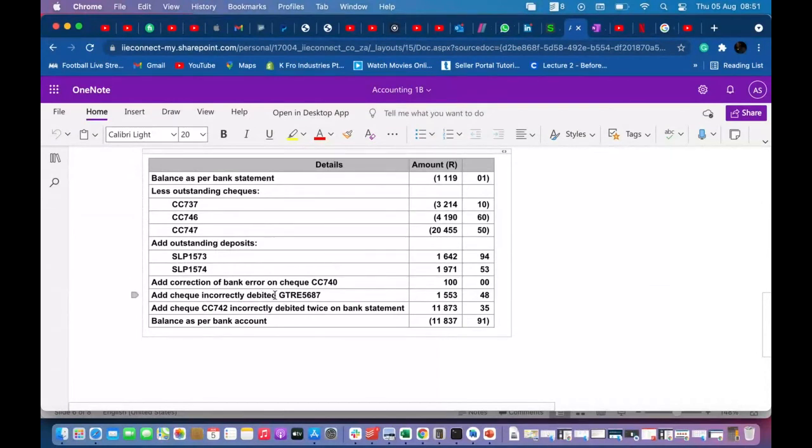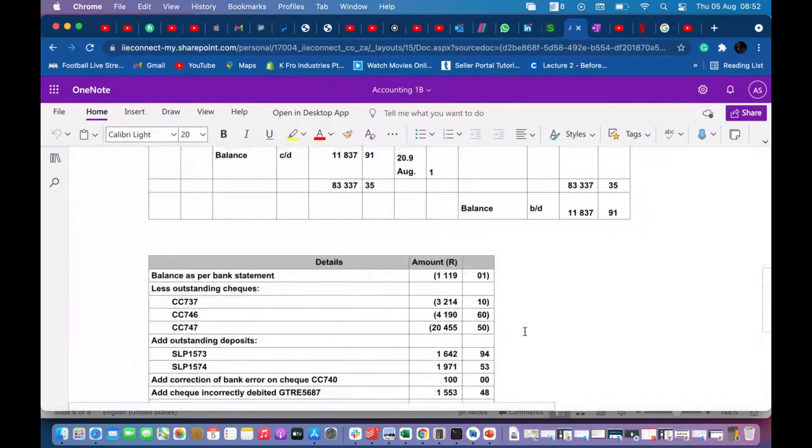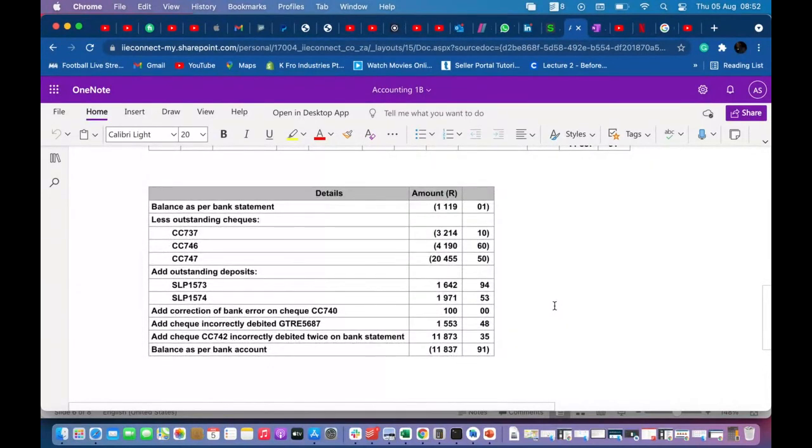Then obviously we had our errors. Addition, correction of bank error for check CC704. We added in that 100 Rand. Remember, they debited our account wrongly, so we want that money back. FNB, ABSA, Standard Bank, whoever you are, pay us back our money. Then we added in this last check because it was incorrectly debited twice to our bank statement. Can you see this balance matches the balance we have here on the bank account? That's what we want. That's why we do bank reconciliation.